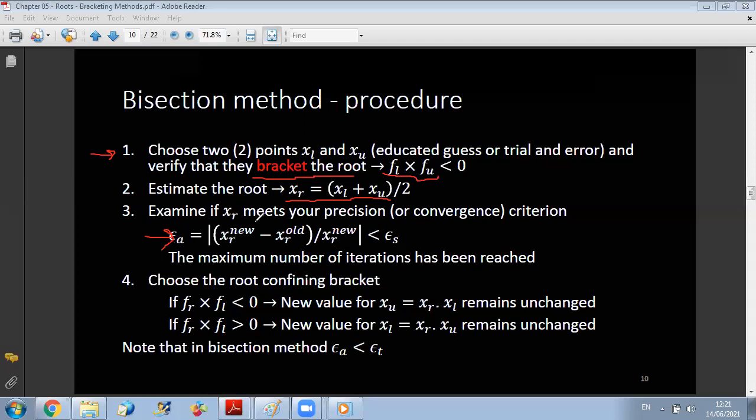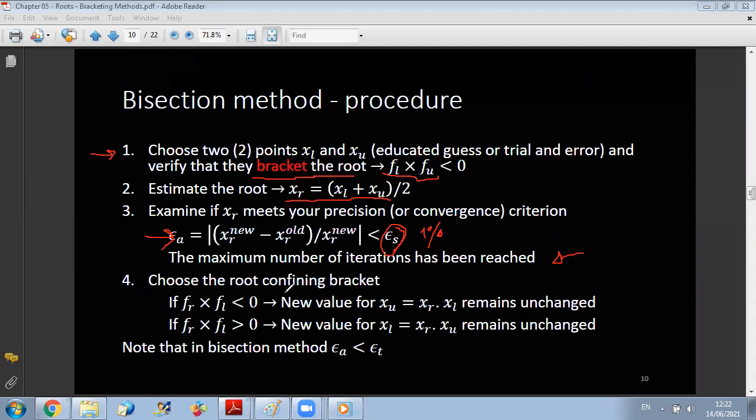So you do xr new minus xr old over xr new, and you compare with a certain criterion. This will be given to you. It can be 1%, 2%. It depends on the accuracy required in your problem. So in this case, this can be a criterion, or another criterion can be if they tell you you can do maximum 10 iterations. So you will stop at the 10th iteration and say this is my estimate of the root.